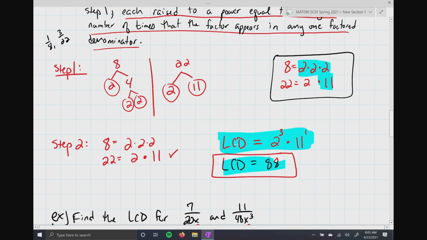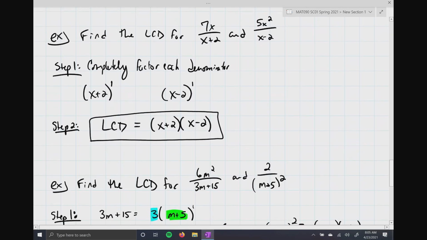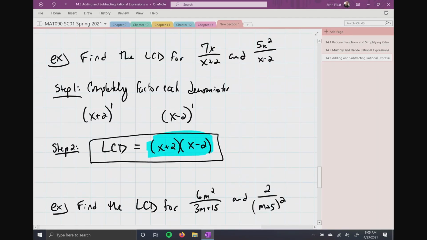Okay? So then we said, what happens if we have polynomials instead of just a constant? Well, if you just follow your steps again, step 1, completely factor. Step 2, it's going to be the product of those factors. So, ironically, finding an LCD when you're using binomials or polynomials in general is actually kind of simple. All you have to do is just factor and then write the product of unique factors.